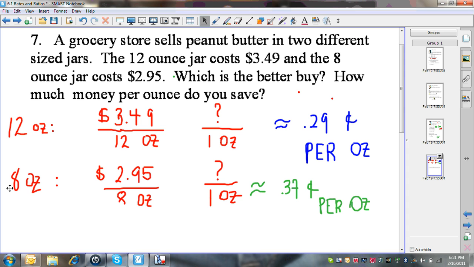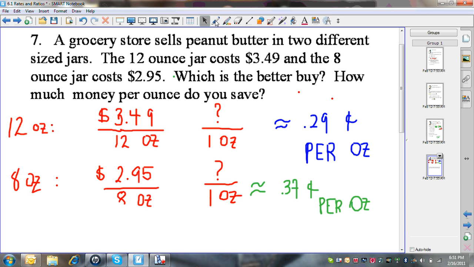The 8-ounce jar, put the money on top, the money's in the numerator, divide it by the 8 ounces that comes in that jar. Your per ounce rate is 37 cents per ounce. So you can see that our 12-ounce jar happens to be the winner. He's the big winner because he is cheaper per ounce.